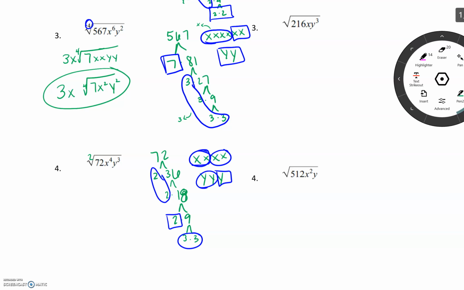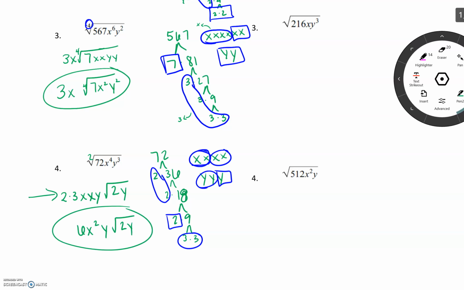Alright, so this comes out as 2 times 3 times x times y, square root of 2y. So to simplify that all the way, that would be 6x squared y, square root 2y. Again, you do not have to show that step at all. The only reason I am doing it is just to show you where my numbers are coming from, instead of just saying, oh, well, we have a 2 and a 3, and so it comes out of 6.